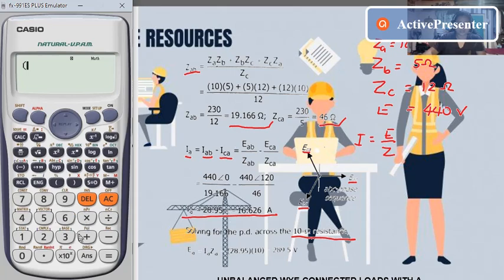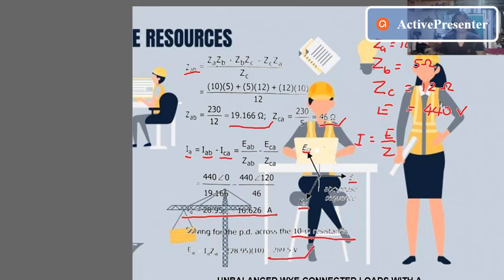So EA is equal to IA multiplied by ZA. So our IA is 28.95 from what we solved, and our ZA from our problem is 10 ohms. So our final answer will be 289.5 volts. So it's very easy, no, since it is formula based.